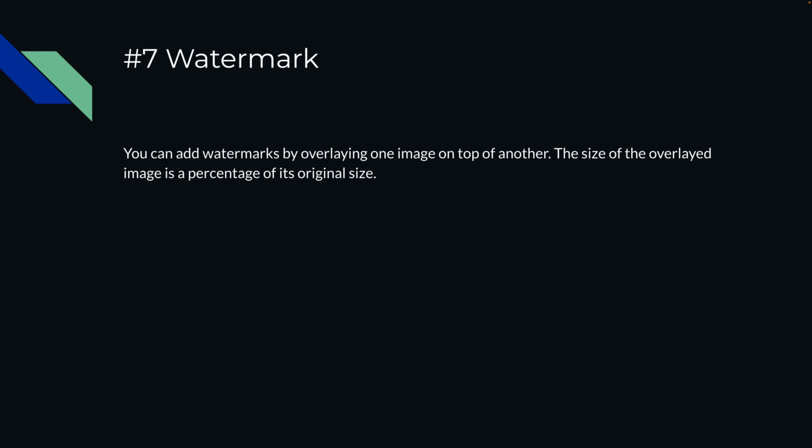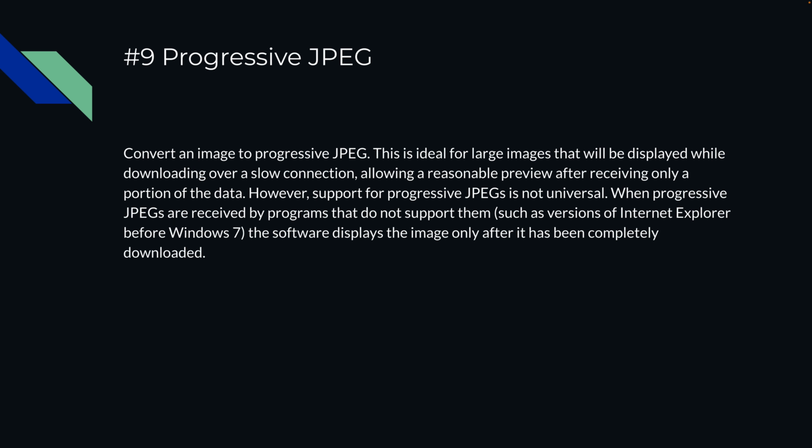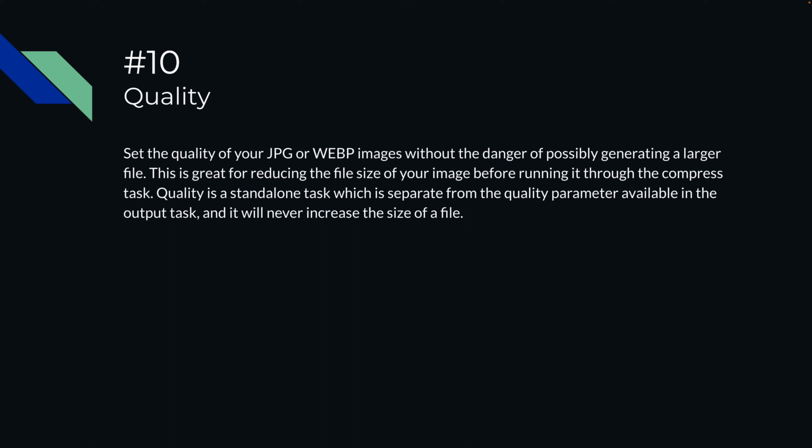You will basically be providing another image that would be added on top of the image as the watermark. And here you will learn how to compress any image, and in this part you will learn how to convert an image to progressive JPEG. And in this part you will learn how to adjust the quality of the image. So that's all you will learn in this video series.